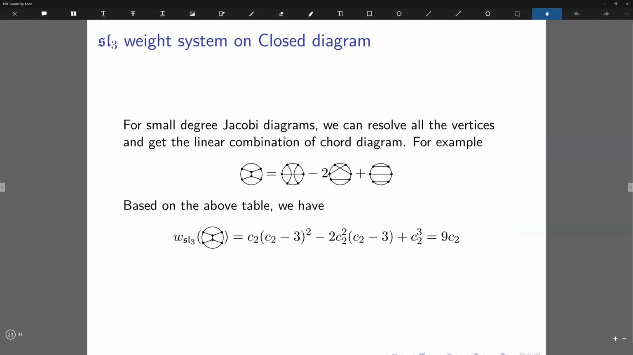So here is the example that I calculated for a Jacobi chord diagram. Look at this. If I resolve all the internal vertices, there are actually 2 internal vertices. So it's a linear combination of these chord diagrams. And there I just apply the results for the sl3 weight system. For these 3 chord diagrams, I can calculate the weight system for the closed diagram.